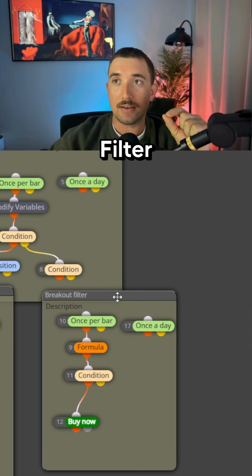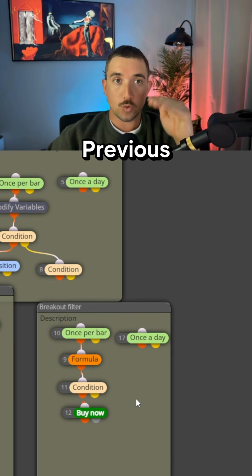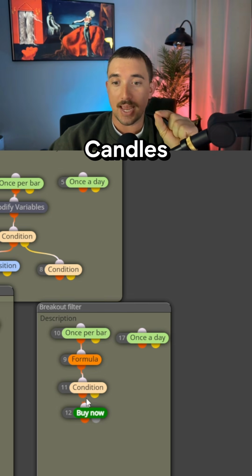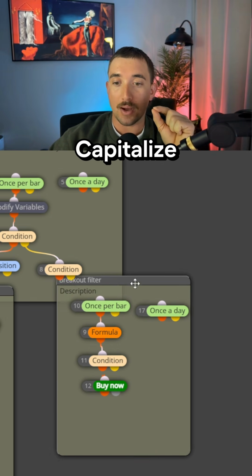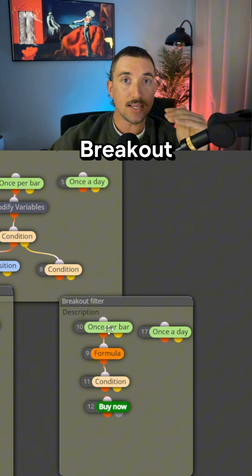This is a great filter once again because it's dynamic. It's showing you the real previous 20 days, 15 days of the previous candles, and then allowing us to capitalize on that by measuring perfectly and mechanically how large this breakout actually is.